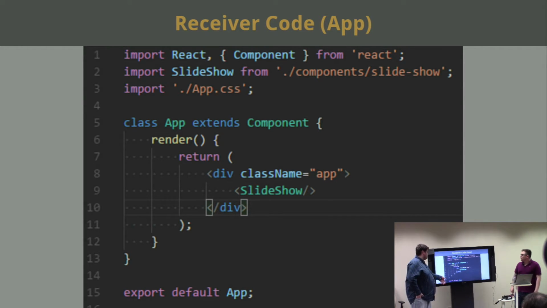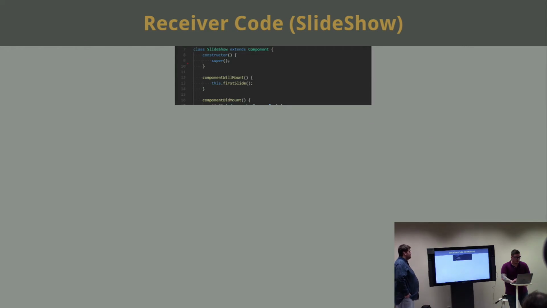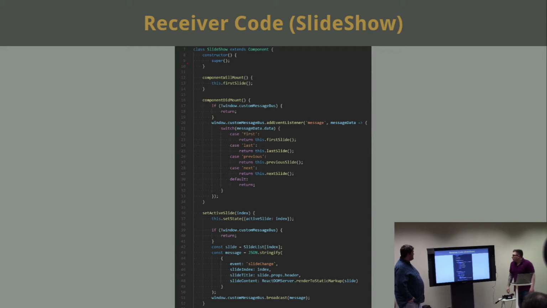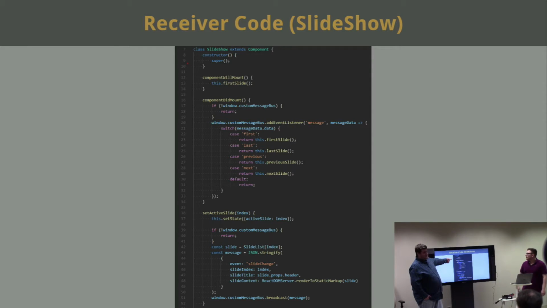This is our really generic boilerplate React application, or at least the start of it. Next one we'll show is the slideshow component, which is where most of the logic is happening, but it's still not a huge amount. Effectively, we have, again, a lot of boilerplate React stuff. As soon as we start up, we go to the first slide, simple. We grab that custom message bus. There's another file that effectively contains all the previous code that I showed you guys to actually set up the receiver.